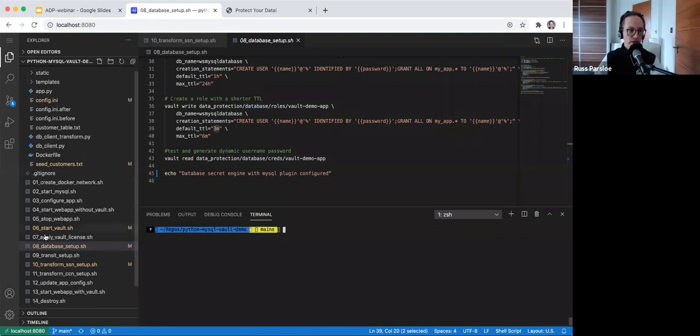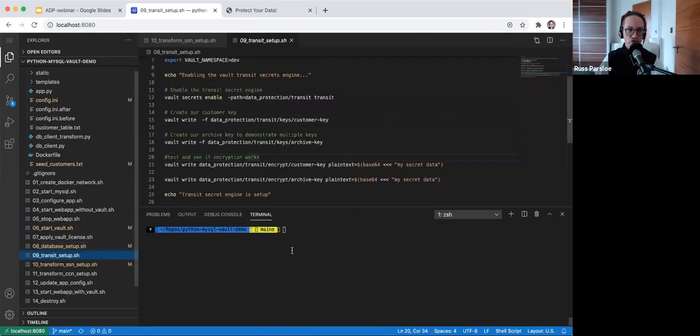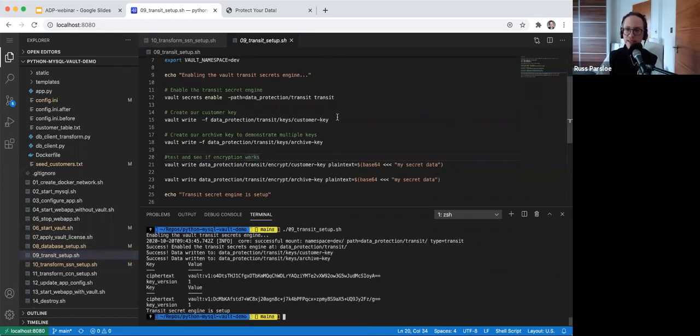Cool. So let's also set up our transit secret engine. Transit allows us to do things like AES encryption. These keys that I'm creating here, you can see I create these keys, they never actually get returned to me. Vault says I've created them, but it doesn't give me those keys because I don't want to have to protect those keys. I want Vault to do it for me.